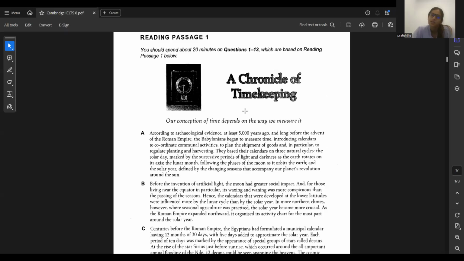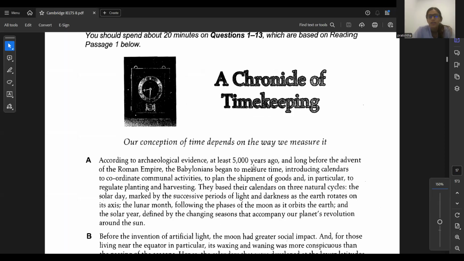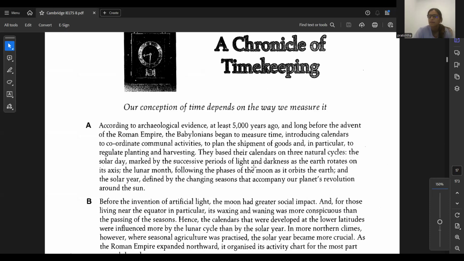Right. So this is passage 1, right? And we are going to talk about a chronicle of timekeeping, right? A chronicle of timekeeping suggests something about how we measure time, right? And what's the story behind it.